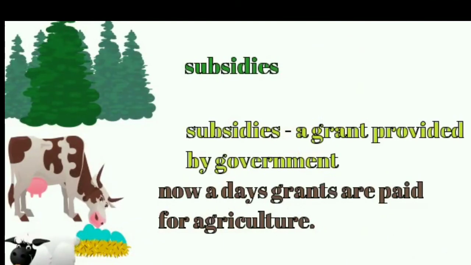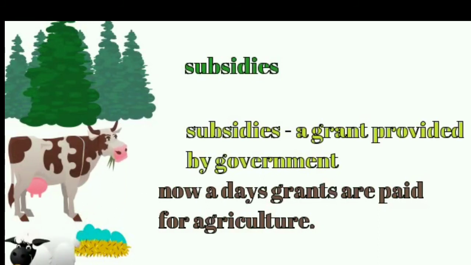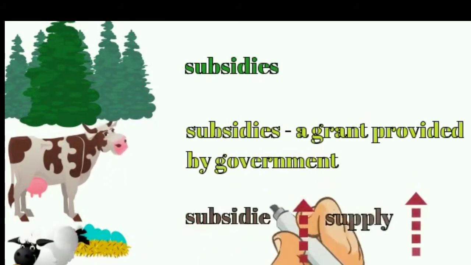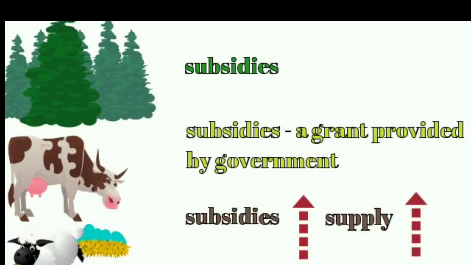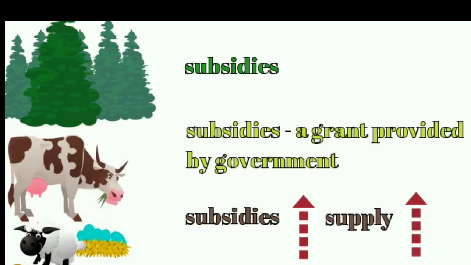Subsidies. So a subsidy is a grant provided by a government. Nowadays grants are paid for agriculture. Actually grants are also paid to consumers in order to increase the demand, but when the grants are paid to the producers, it will increase the supply. So when the subsidies are paid more, the supply will increase because this reduces the cost of production. As the government is giving some money, I will be able to invest more and produce more.